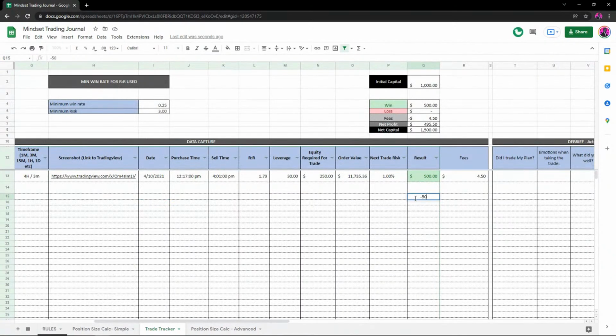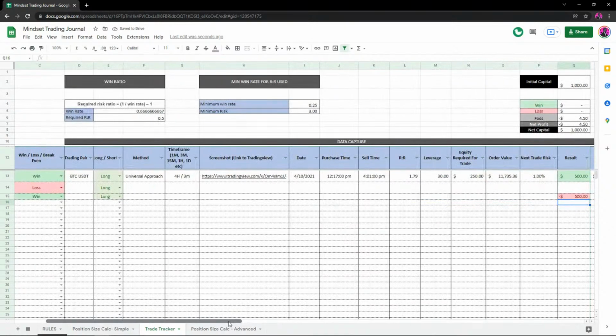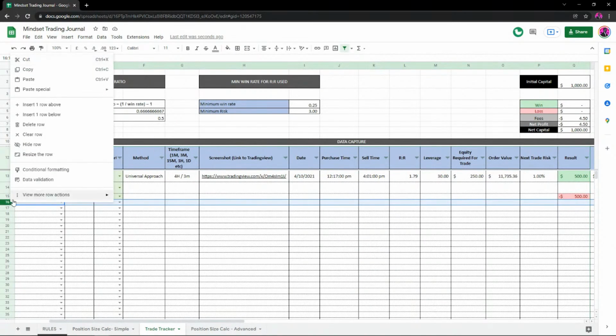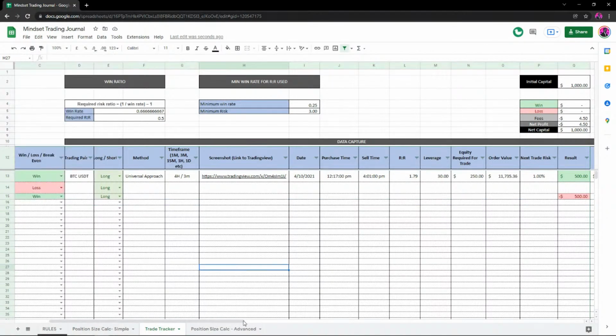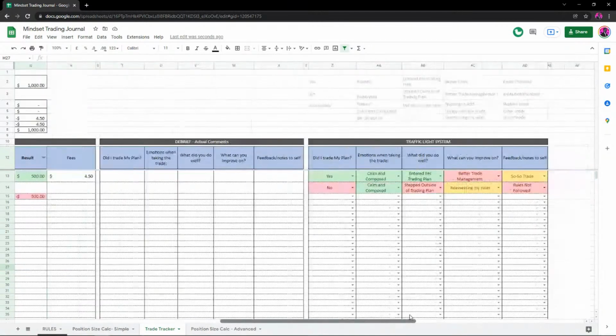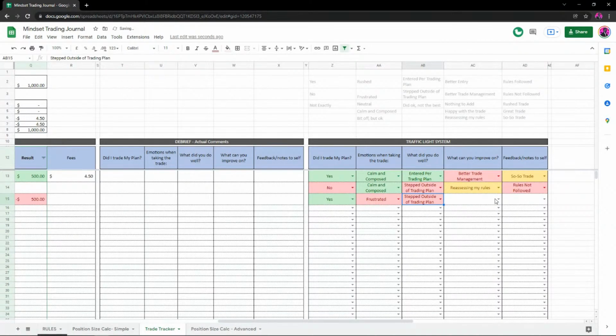Let's say we have negative 500. There you go. So it just shows that you simply just right click over here. This definitely works in Excel as well. In fact, you just go up to the top right and you just click insert rows. And then it does come across through here as well for your traffic light system, which you then go through and use. So I hope people can find some value in this as well.